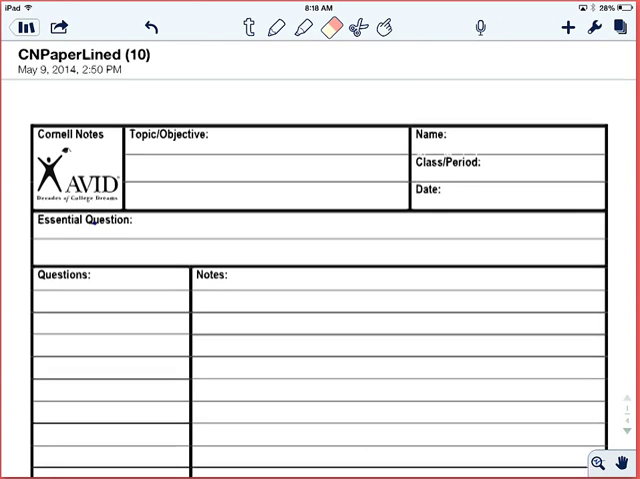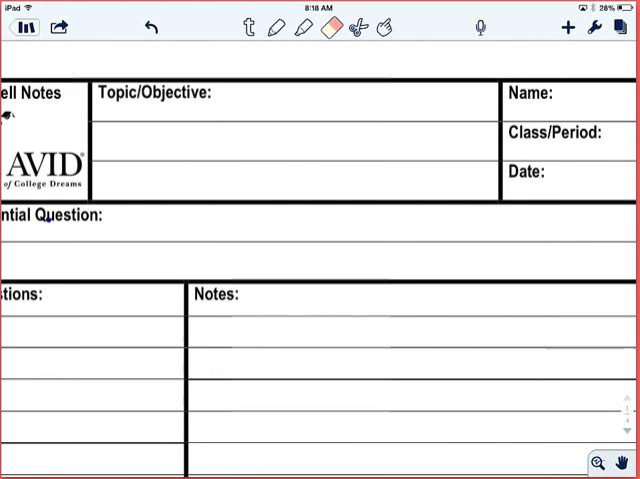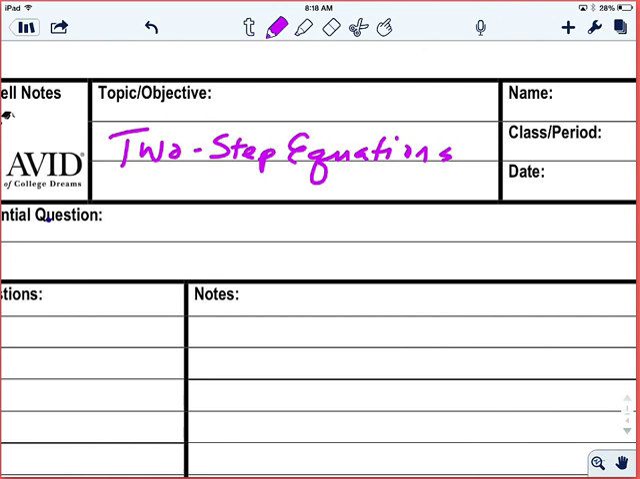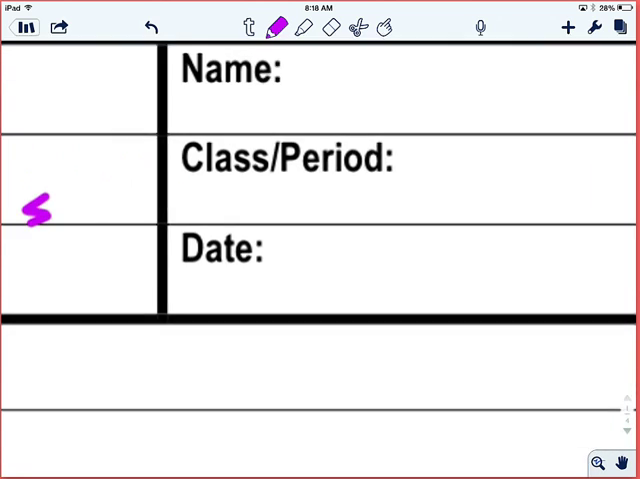This is going to be our Cornell Notes over two-step equations. So go ahead and pop that in the topic or objective there. Make sure you fill out the top of your paper here.